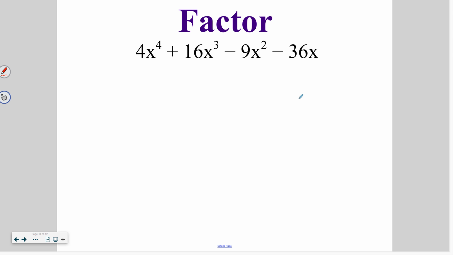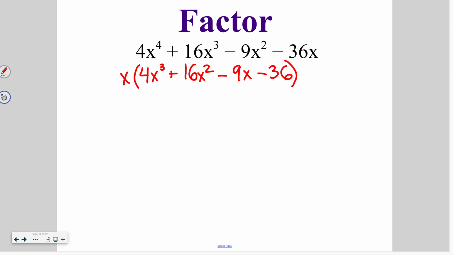This last example is one that is going to cover use of multiple factoring techniques. Again, the first thing we always want to check for is, is there a GCF? Looking at 4x to the fourth, 16x cubed, minus 9x squared, and minus 36x, all of those have an x in common, so I'm going to factor out an x, which leaves me with 4x to the third plus 16x squared minus 9x minus 36.